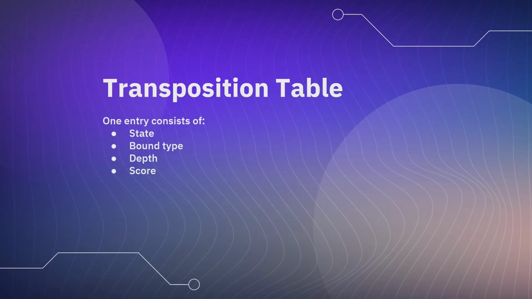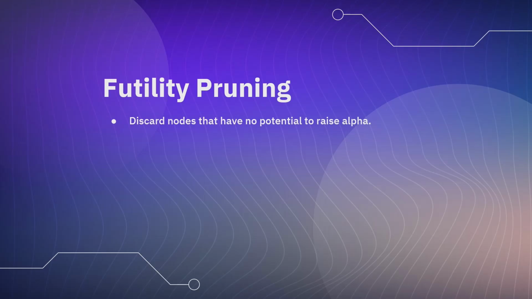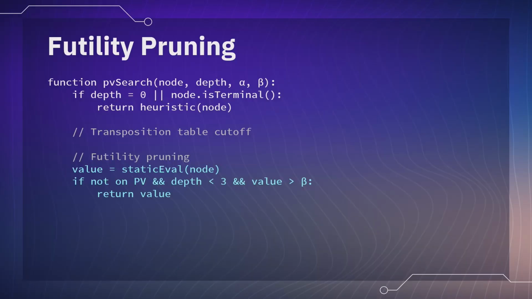It doesn't work by itself, but it combines with some other techniques. One example technique that it works with is called futility pruning. Futility pruning is where you discard nodes that have no potential to raise alpha. Let me go through the pseudocode of how exactly futility pruning works. This is before you go into the loop; after this there's going to be the loop. But first you do some transposition table cutoff. The logic for the cutoff is a bit complicated, so I decided to omit that.